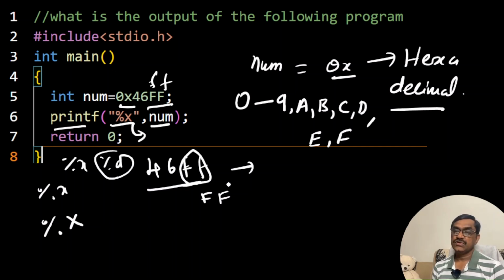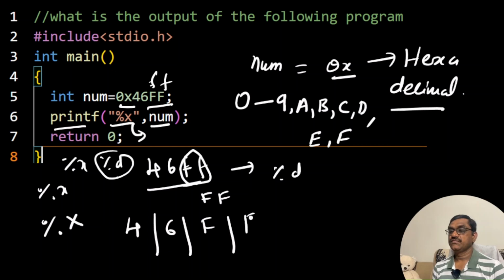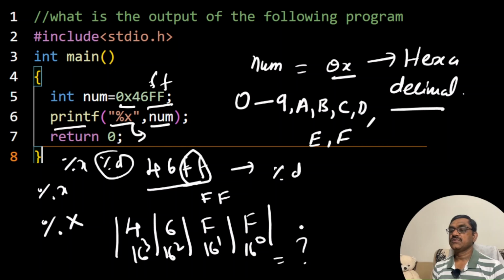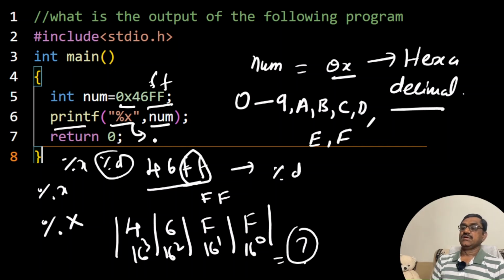What is the output, if you guess? When you use percentage d, take a similar previous example, 4, 6, f, f. Here you write 16 to the power of 0, 16 to the power of 1, 16 to the power of 2, 16 to the power of 3, and you are going to get some value. That is the output of this program whenever you use percentage d. So this is an important logic you should know.